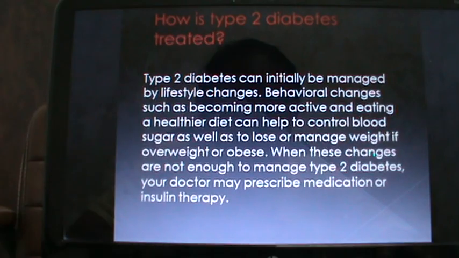So, in the case of an overweight patient, exercise and diet are the main important parts by which you can regulate type 2 diabetes. When these changes are not enough to manage type 2 diabetes, then you consult the doctor and they will prescribe medication or insulin therapy.